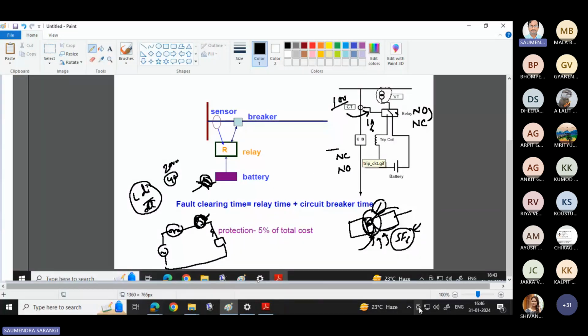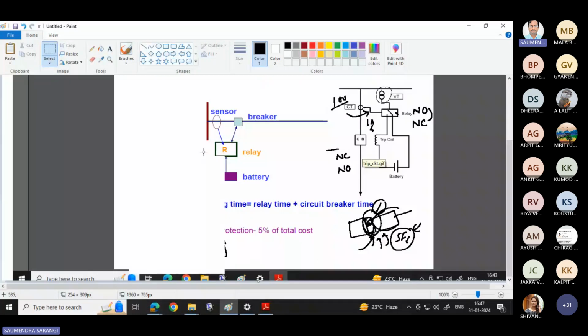The problem here, when you understand the system, in case of our protection, is the sensors we are having. The sensors means what? CT and PT, because we need to understand whether it is a fault, a normal operating condition, or an abnormal operating condition.